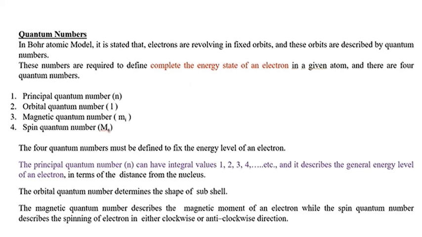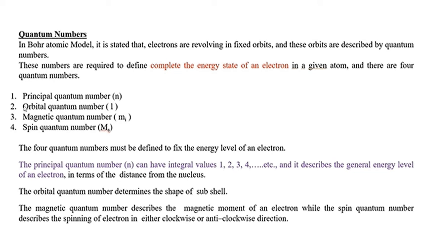Again, after Bohr's model, we have the quantum model. In the Bohr atomic model, it is stated that electrons revolve in fixed orbits, and these orbits are described by quantum numbers. These numbers are required to completely define the energy state of an electron in a given atom, and there are 4 quantum numbers. That is very important, when Bohr's model of fixed orbits is converted into quantum numbers.